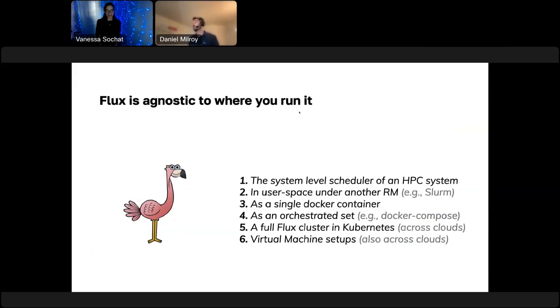So the point that I'm trying to make on these previous 2 slides is that Flux is really agnostic as to where you run it. It's designed to be the system level, exclusive scheduler for an HPC system. It's designed to run in user space under another resource manager, so think of Slurm, LSF, PBS, etc. As on it by itself, on your laptop as a single Docker container, as an orchestrated set in Docker Compose, a full Flux cluster running inside Kubernetes. This is a mini cluster, which you'll see a little bit later. And we have native virtual machine setups that work across clouds. So we've got all sorts of different wonderful deployment strategies that we've developed for Flux.